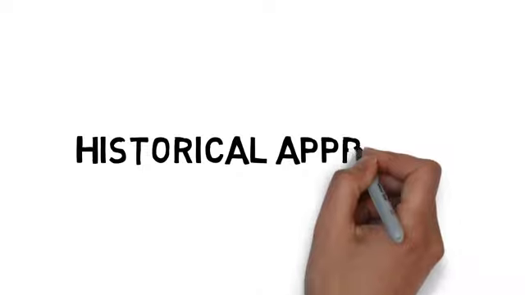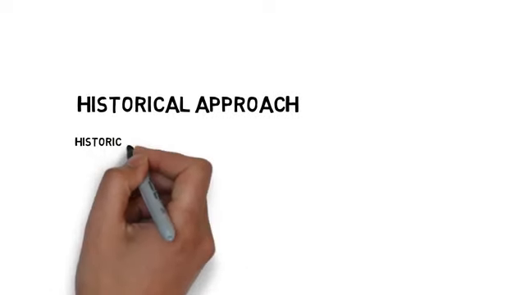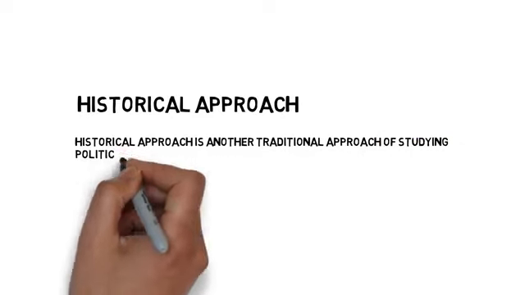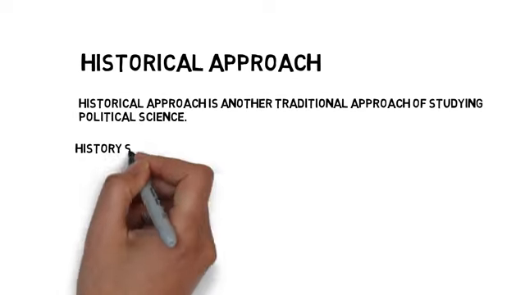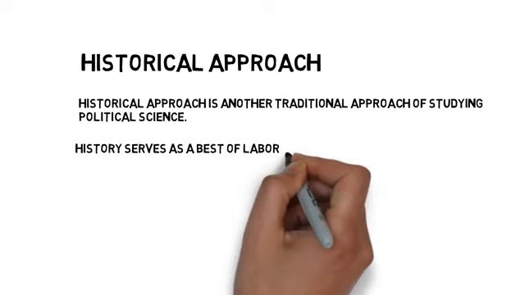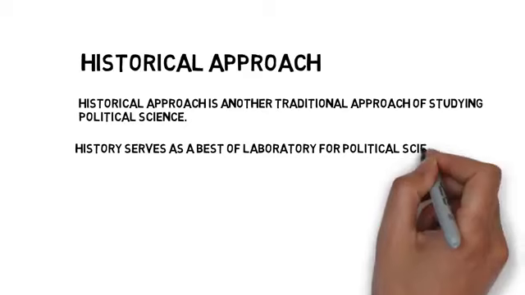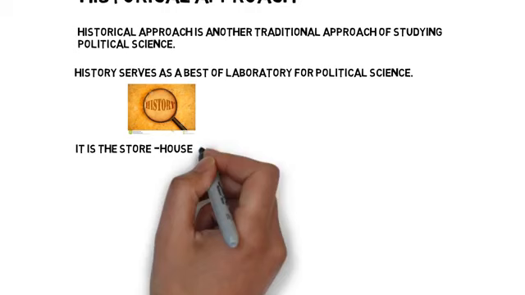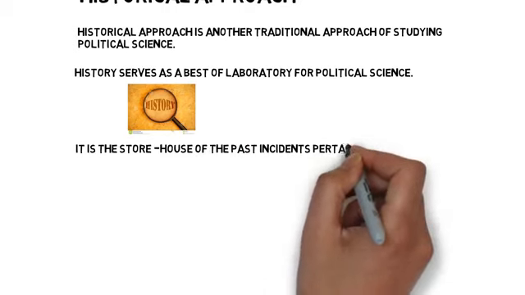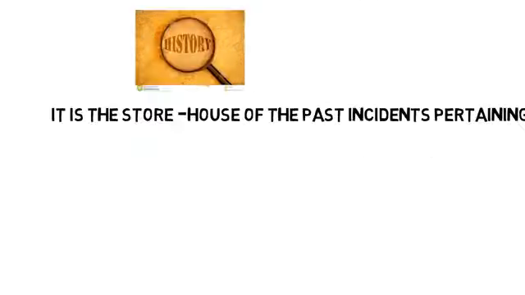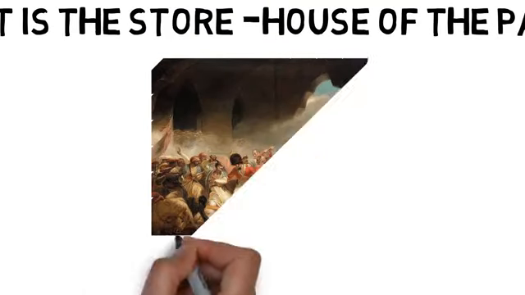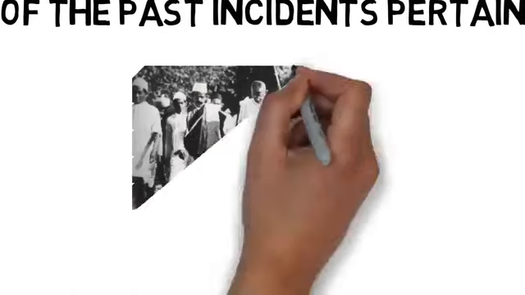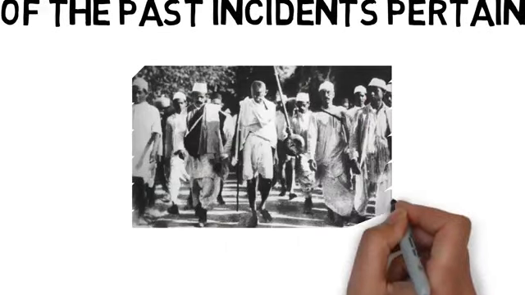Next is the historical approach. The historical approach is another traditional approach of studying political science. History serves as the best laboratory for political science. It is the storehouse of the past incidents pertaining to human life. Therefore, these historical movements and incidents have a great impact on human psychology as well as the philosophy which has evolved over a period of time.